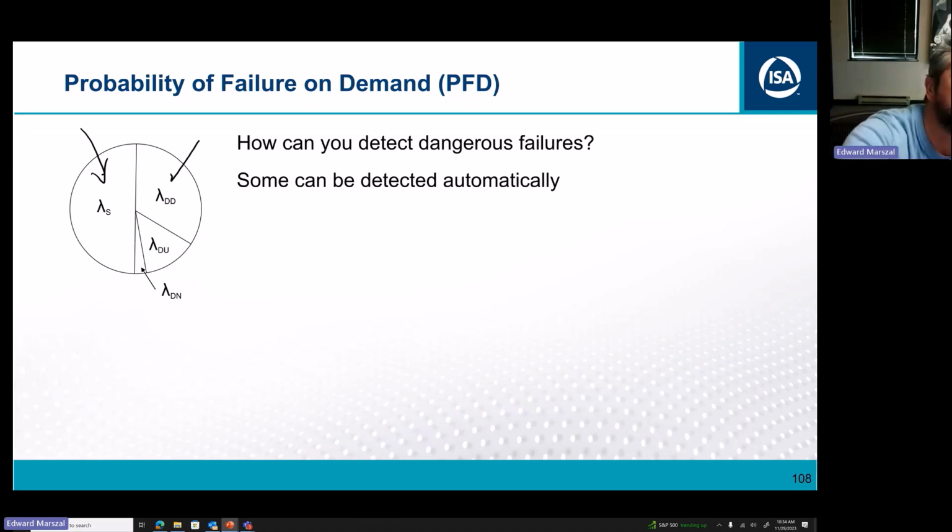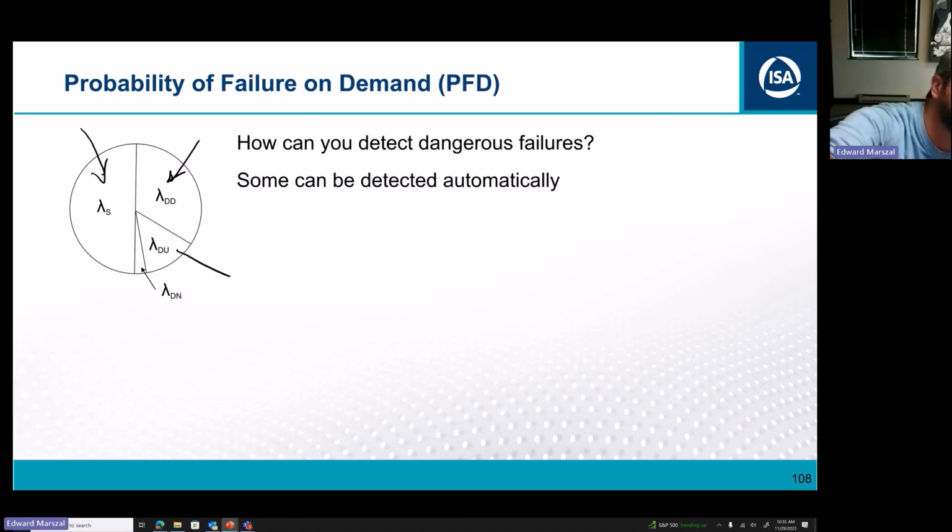So the DD term, those are the ones that I can detect with diagnostics. So if I have a transmitter that's communicating with the SIS and I get an open circuit because I dropped the wire, well, it could be a dangerous failure. It's definitely detectable because my signal went from 12 milliamps to 0, and it should never go to 0. So that's an example of a failure that I can detect. And because I can detect it, I can program the PLC to do something about it, like de-energize all the outputs and bring you to a safe state.